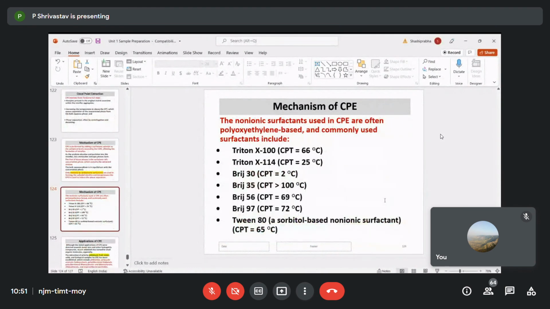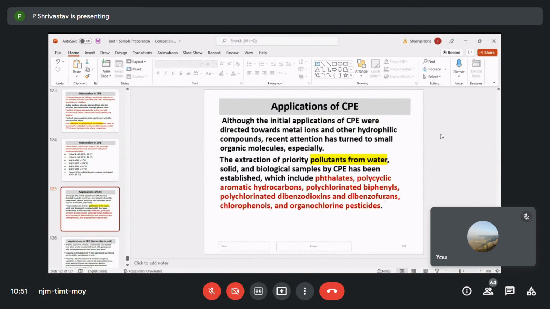And these are some of the surfactants which are being used. Triton X-114, 100, these are some of the commonly used ones. And then there are many others. Tween 80 is also being used. These are essentially non-ionic surfactants. And the application part is, they can be used to remove, as I said, pollutants from water.